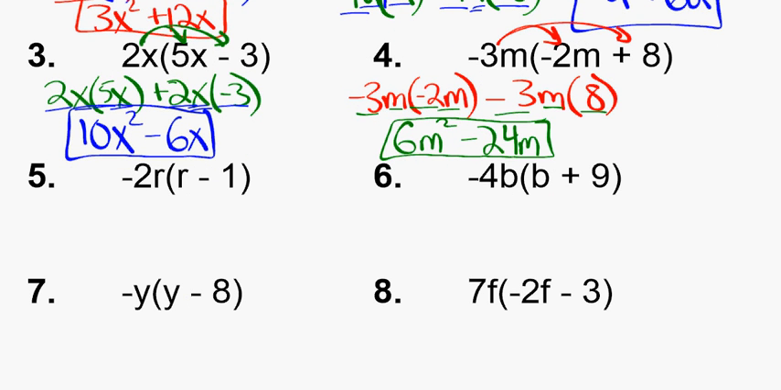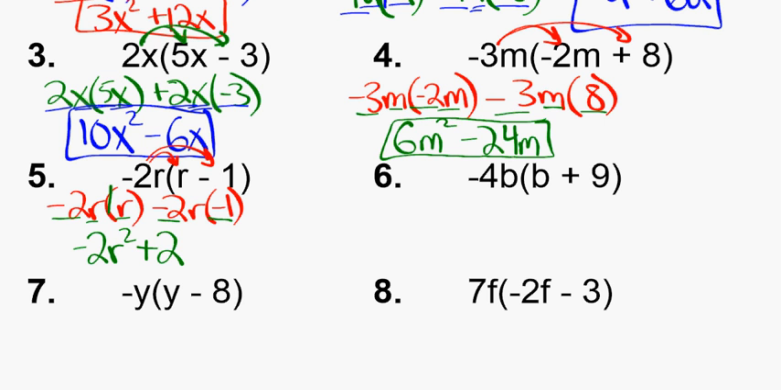Next, we have negative 2r times r minus 2r times a negative 1. So negative 2 times r. This is just like a 1 in front, so that negative 2 does not change. R times r gives us r squared. Negative 2 times a negative 1 now is a positive 2. And don't forget your r.